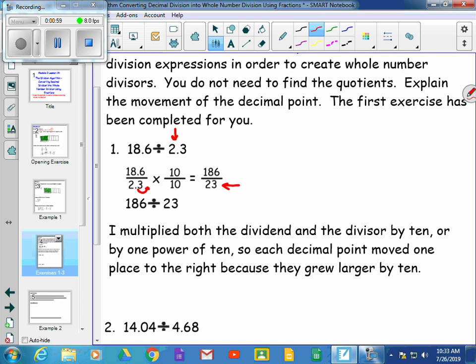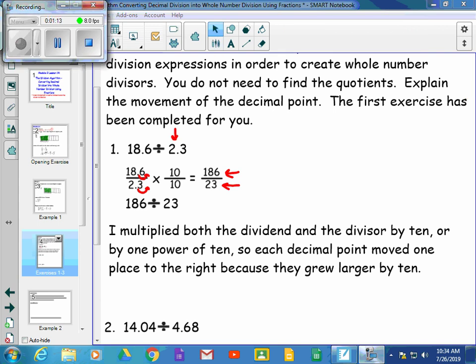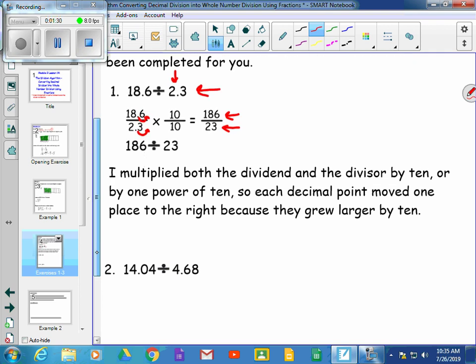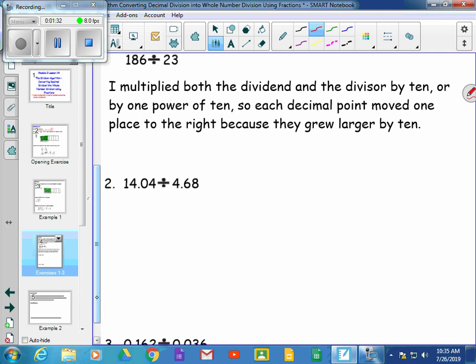Whatever we do to the bottom, we also have to do the same exact thing to the top. So we multiply that by 10, that moves it one place to the right, and we get 186. We then get a new division expression of 186 divided by 23. We could solve that and get the same answer as our original problem. We don't have to divide it all out in these exercises, so we're going to go on.